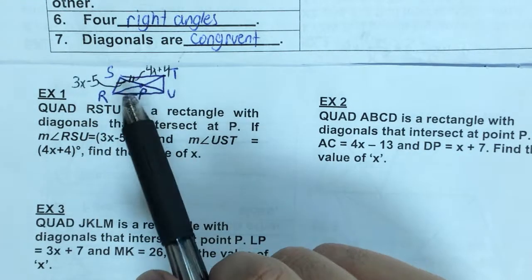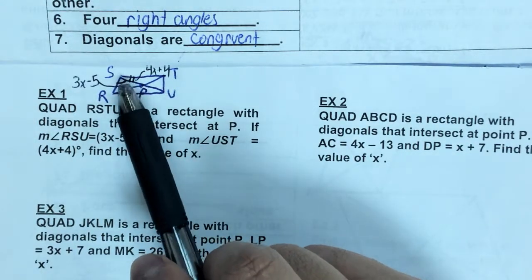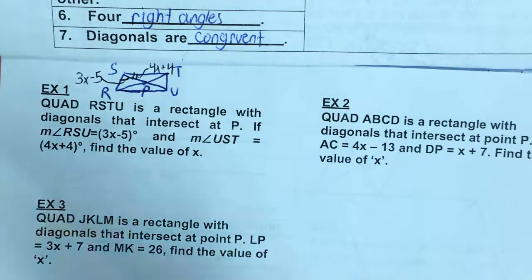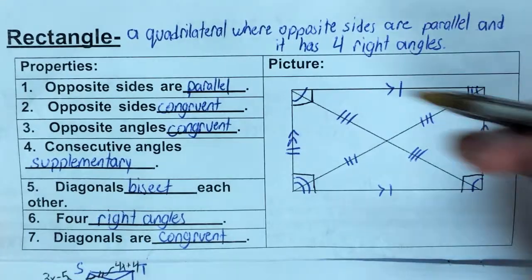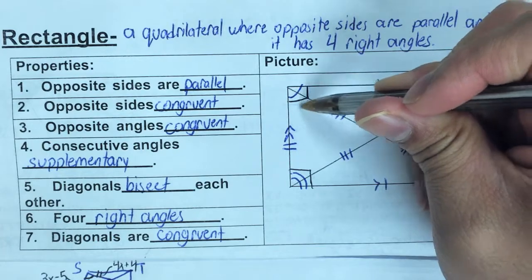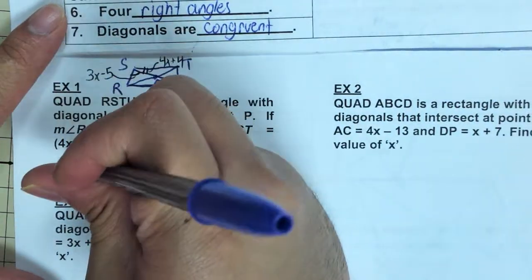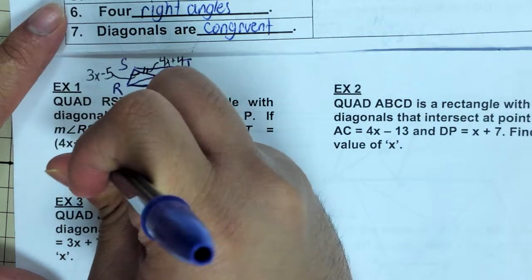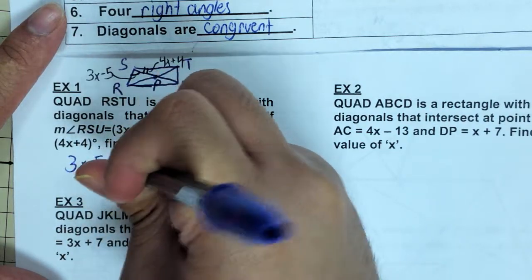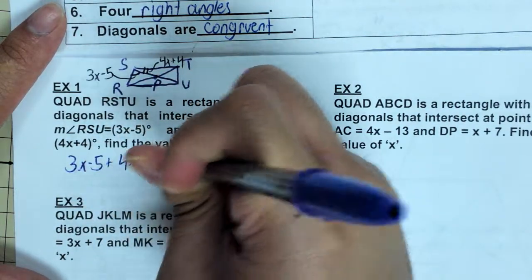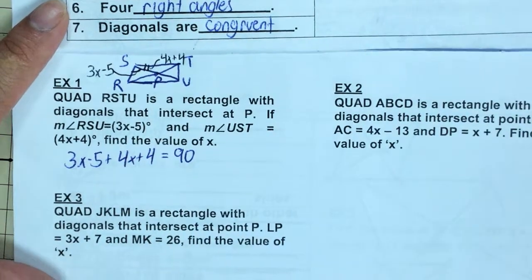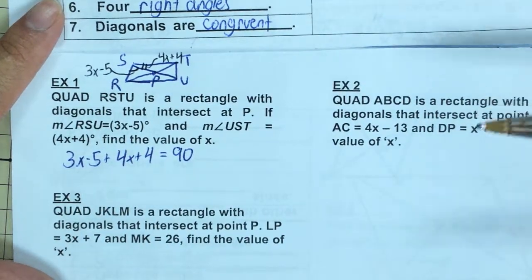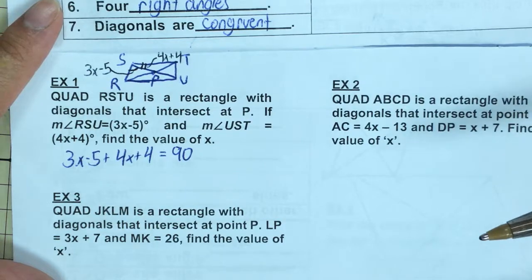So notice both of them make the top left corner angle S together. One of our properties is up here. This entire corner is 90 degrees. What that means for my equation is 3x minus 5 plus 4x plus 4 equals 90. Because in a rectangle, each of the four corners are 90 degrees.